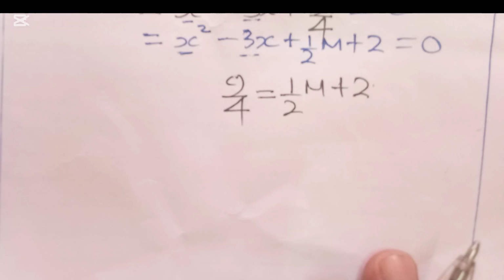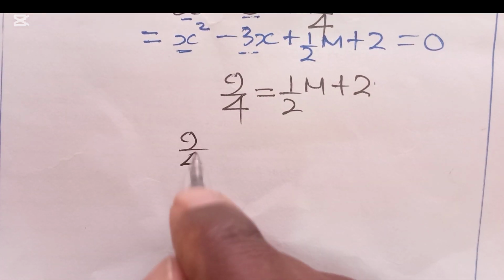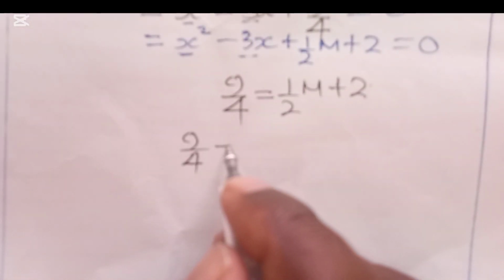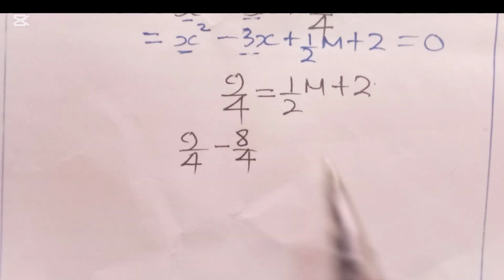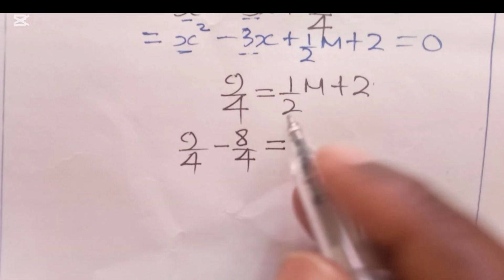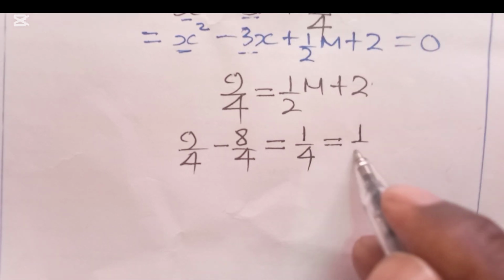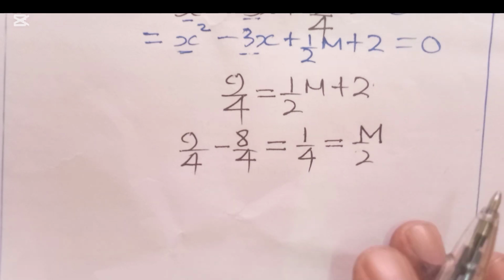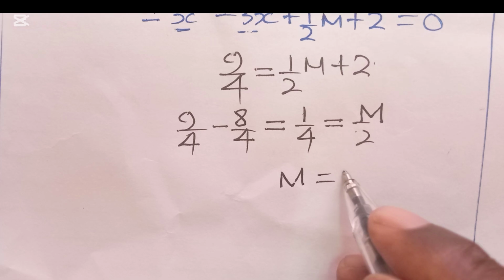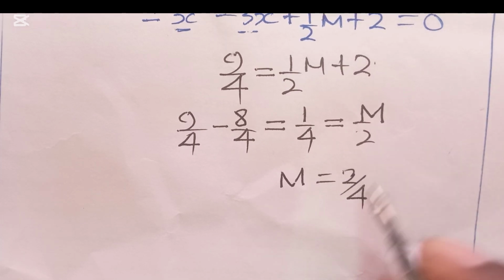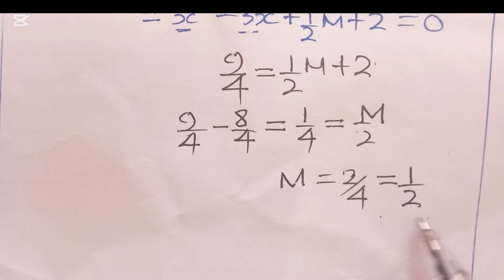So we are going to find m right now. We shall have 9 over 4 minus 2. The 2 can be written as 8 all over 4, because when you divide that, it becomes 2. This is going to give us 1 over 4, and this is equal to m. And so therefore m is going to be equal to 2 all over 4, which is the same as what I have. So guys, we've got our m.